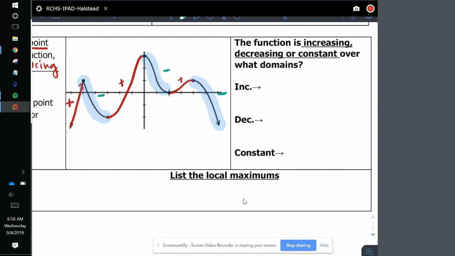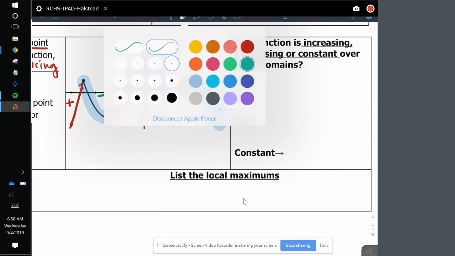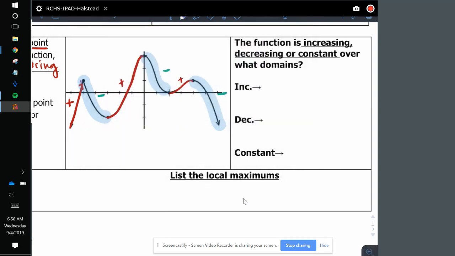So what are these points, right here, here, here, here, here, here? They're really neither increasing nor decreasing there. So these are what we call our local minimums and maximums. We just have to decide which one.